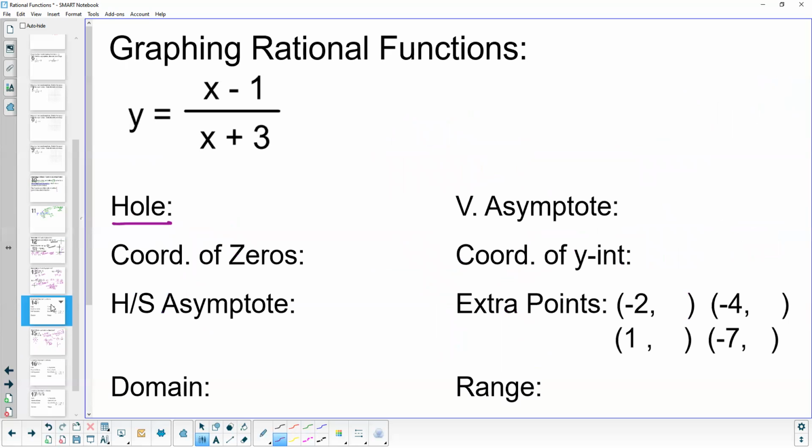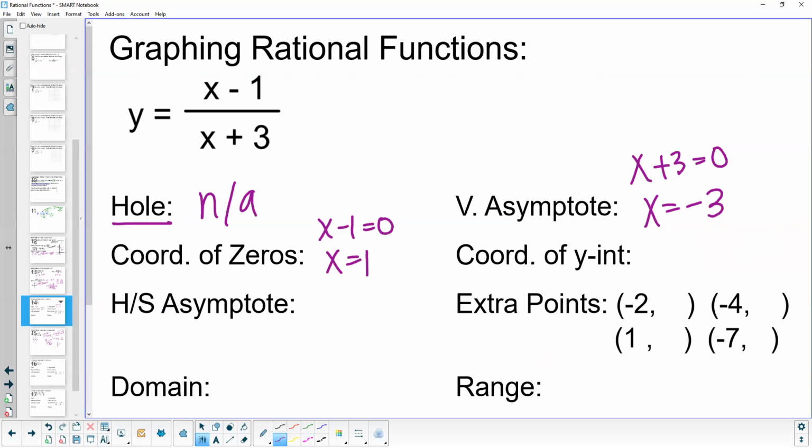A hole? Well, looking at the top and bottom here, those are both as simplified as they can be, and they don't cancel each other out, so we actually don't have a hole in this problem. Our vertical asymptote, we're going to take our bottom and set it equal to 0, so x equals negative 3. To find the coordinates of our zeros, we're going to make the numerator of our polynomial equal to 0, so x minus 1 equals 0, meaning that x equals 1, okay, because that is what would happen when we get that. So the coordinate here would be (1, 0), because if I put 1 in here, I'd get a 0 out.